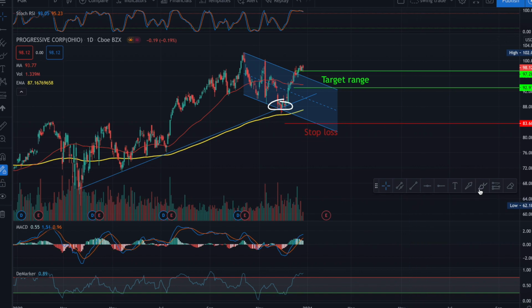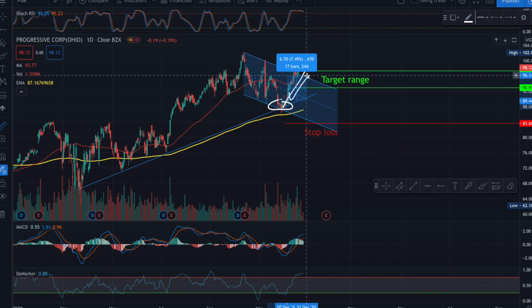Before I get into the last pick, I want to show you some of the recap of my trades. A recap on PGR. It had a great setup right around here. A great support, a good channel. So we got in here. The DeMarker and all indicators were bullish. As you can see, it crushed our target range. And we did around 7% profit.